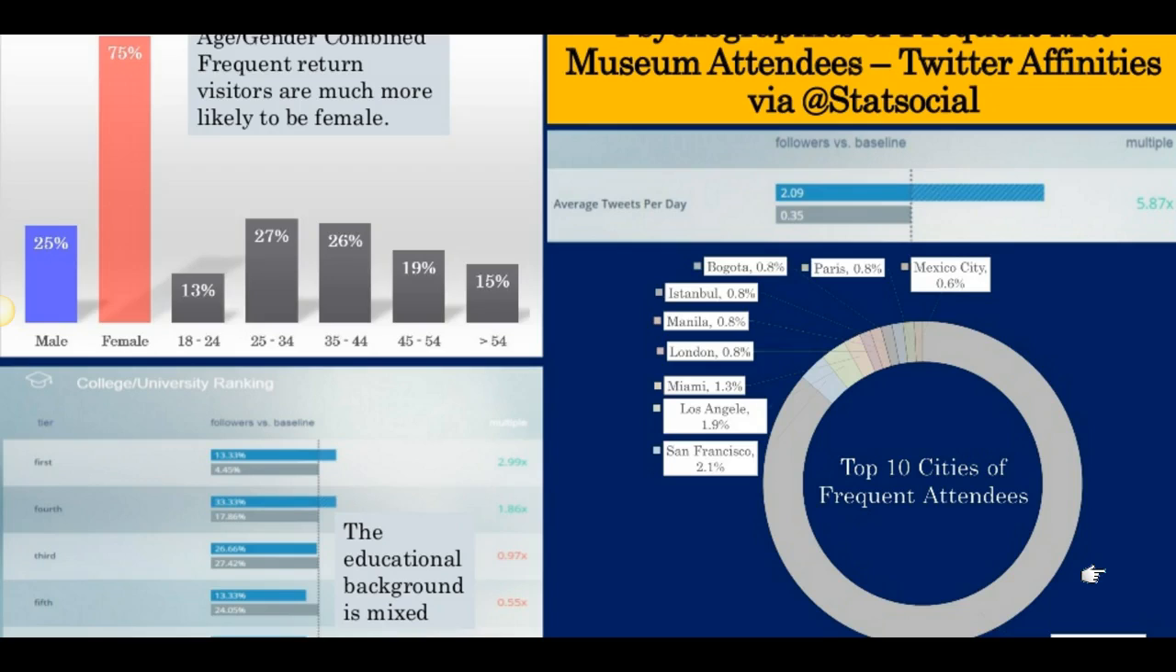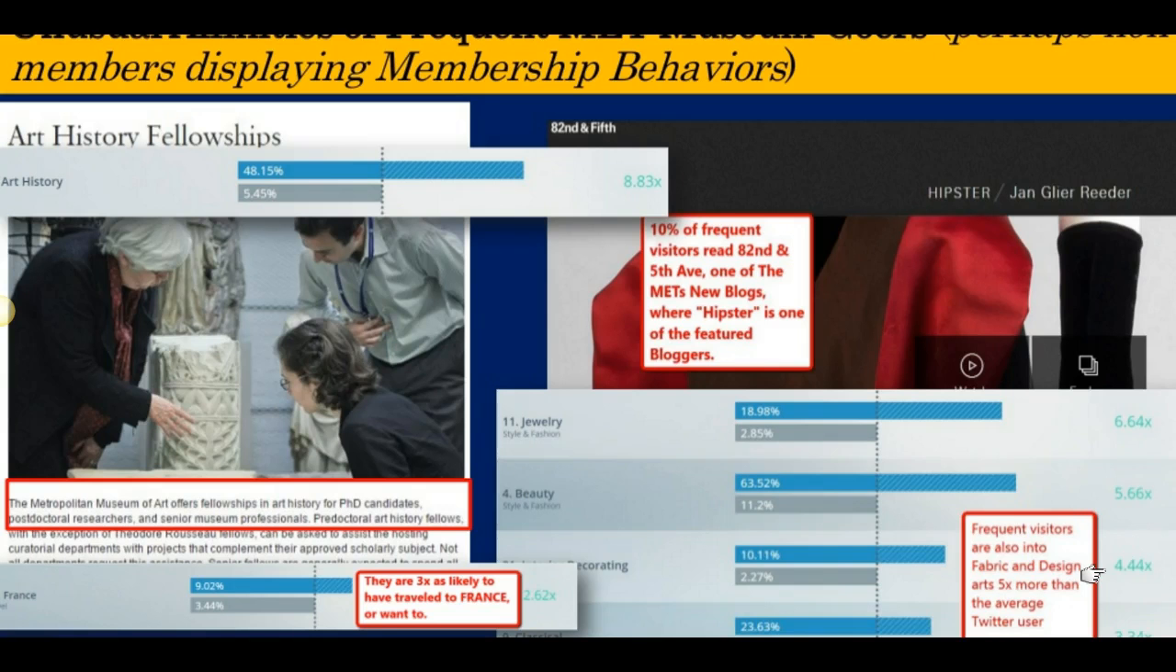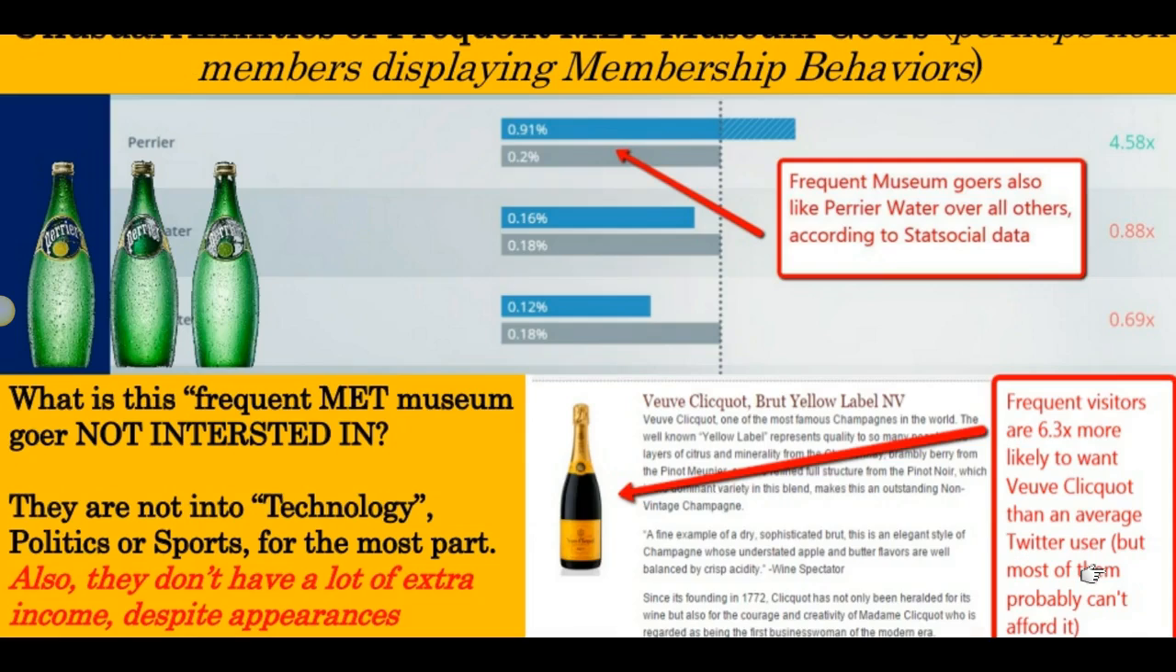and that the top 10 cities of the followers of the attendees were mostly New York based, but there were also San Francisco and Los Angeles. A lot of the followers of the people that came there were also interested in art history fellowships, more than double the average Twitter population, and interested in jewelry, beauty, home decorating. Not technology, though, interestingly enough.